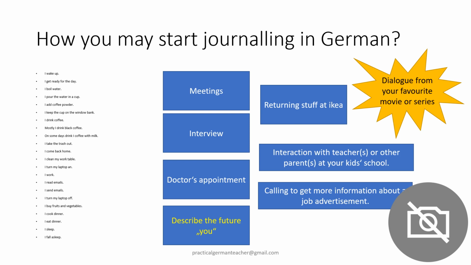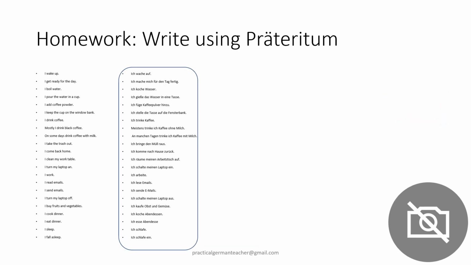There are some other examples over here. Calling to get information about a job advertisement. If you happen to have kids in Germany, I'm pretty sure there are parent-teacher meetings being organized regularly, and there you can think of scenarios, things that you talk about with the teacher and with other parents, and write them in German. Here are just simple corresponding German sentences. There are other ways to write the same. So you can do it like this.